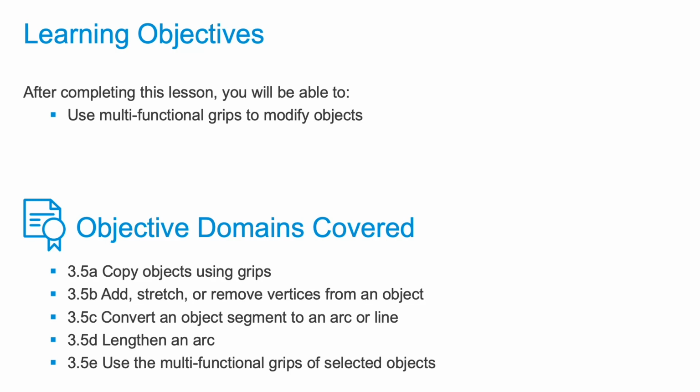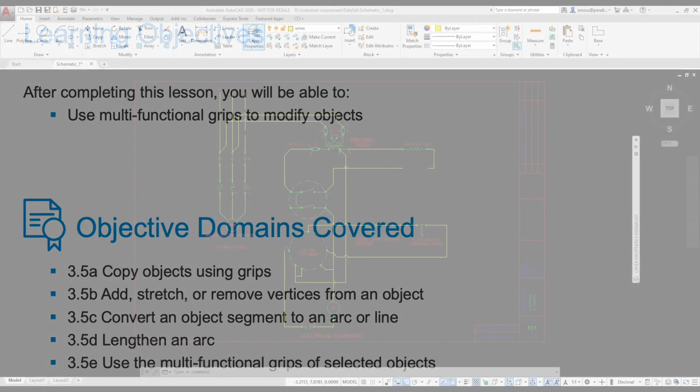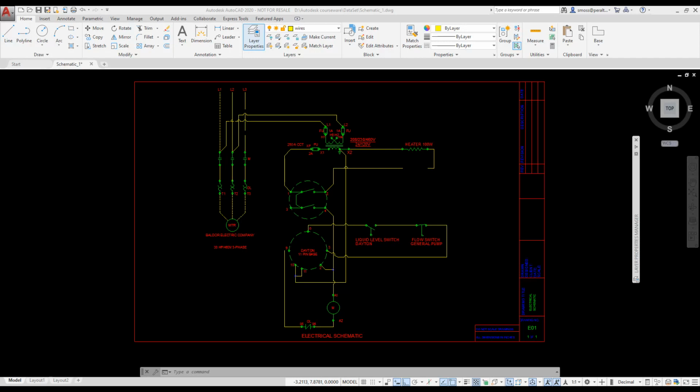The options are different depending on the type of object selected. Not all objects inside of AutoCAD have multifunctional grips available. I'm going to be working in a schematic drawing. I want to copy this resistor block to a new location.